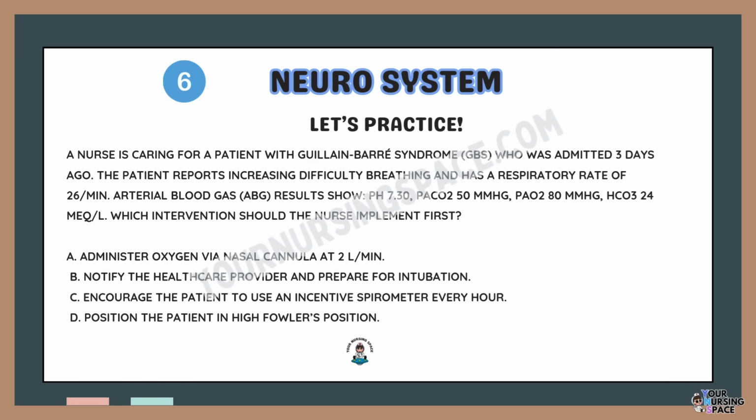Another question: a nurse is caring for a patient with Guillain-Barré syndrome, GBS, who was admitted 3 days ago. The patient reports increasing difficulty breathing and has a respiratory rate of 26 per minute. Arterial blood gas, ABG, results show pH 7.3, PaCO2 50, PaO2 80, HCO3 24. Which intervention should the nurse implement first?